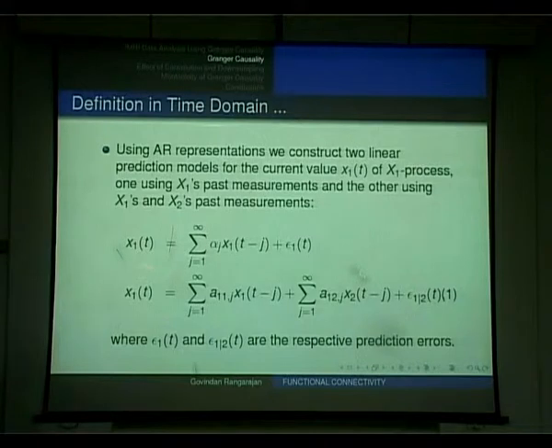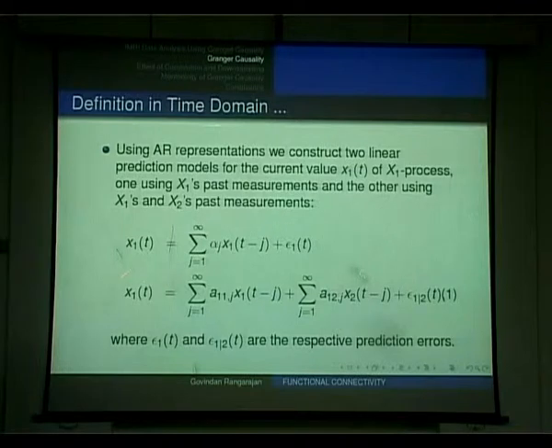So essentially you are regressing x1 at time t against x1 at the previous times. The basic idea is that you are trying to predict the current value of x1 using only the past values of x1 with an appropriate weightage. This is what is called an autoregressive process. Now, since these are all random processes, you have an error, which I will call epsilon 1.